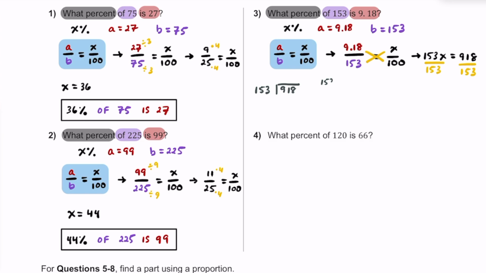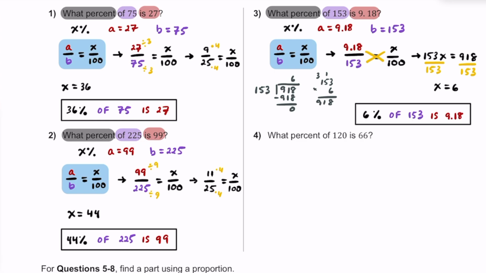So 153 times 6, it's going to be what? 18, carry the 1, 30, 31, carry the 3. Oh, this is actually going to be exactly 918. So I'm going to put a 6 up here. That's exactly 918. We have a remainder of 0. And so we can say that this x is going to be equal to 6. And so putting this together, we can say that 6% of 153 is 9 and 18/100ths.